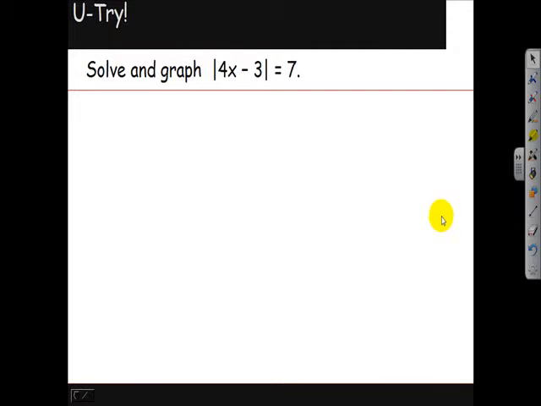Here's one for you to try. Solve and graph absolute value of 4x minus 3 equals 7. Go ahead and pause the video here, give that a try. Then when you're ready to check your answer, press play.